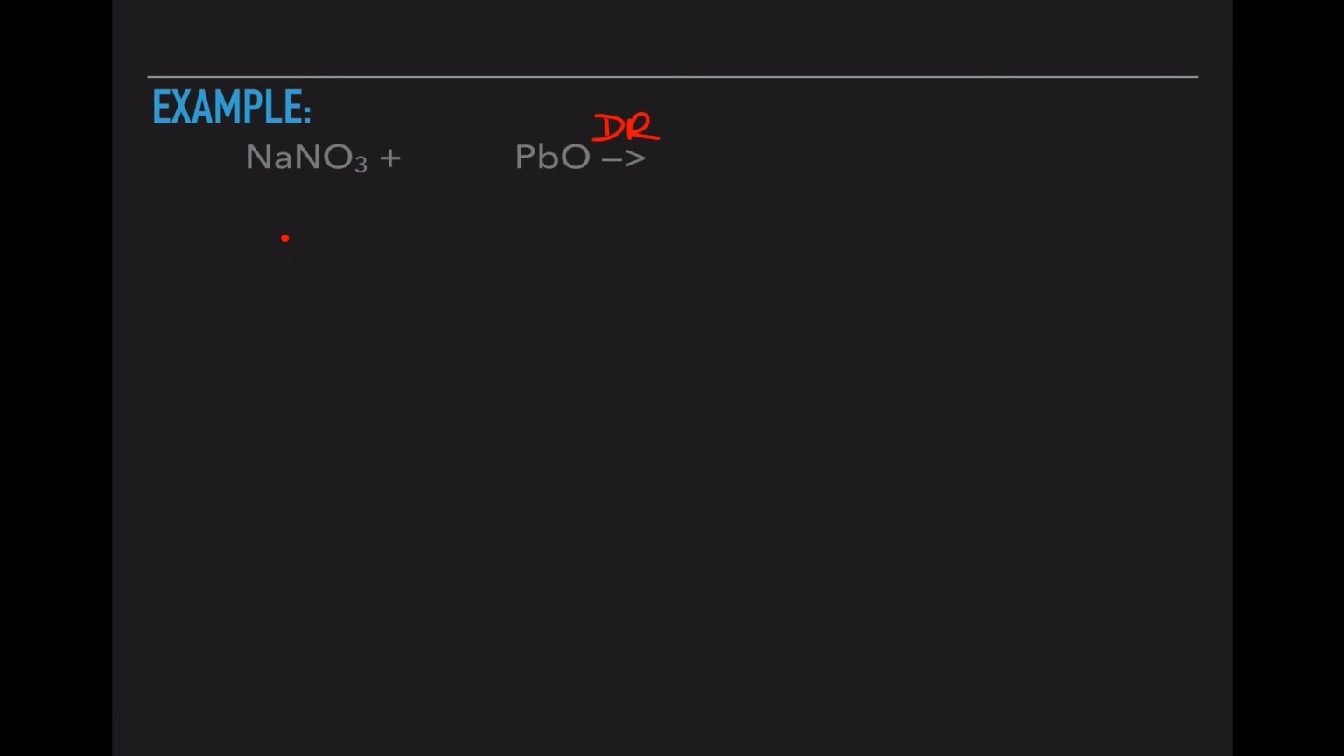Step 2, write the up top numbers. So since there are no down low numbers, NO3 is actually one of our polyatomic ions. We can write that Na has a +1 and NO3 has a -1. NO3 is on our cheat sheet, and it is a -1, and Na is in the first column, so it's a +1. Now the second compound, when we look down low, there are no subscripts.